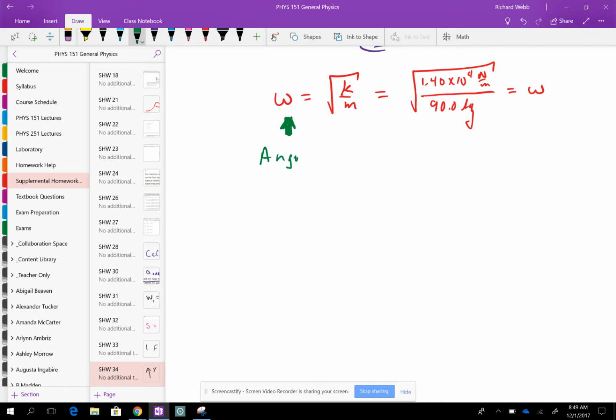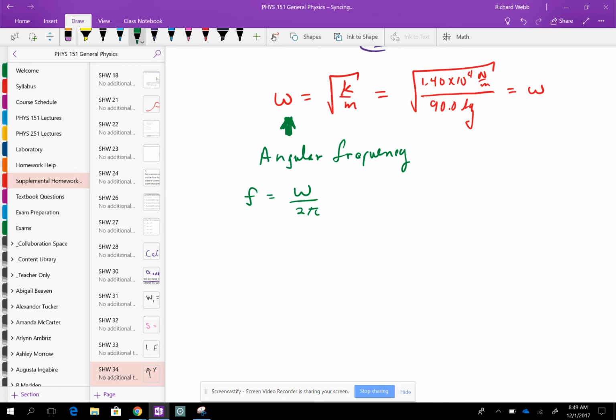It's the angular frequency now. And how do we go from the angular frequency to frequency? The frequency is omega over 2 pi. The definition: omega is the number of radians per second. Frequency is the number of cycles per second. Well, how many radians are in a cycle? 2 pi. That's why.